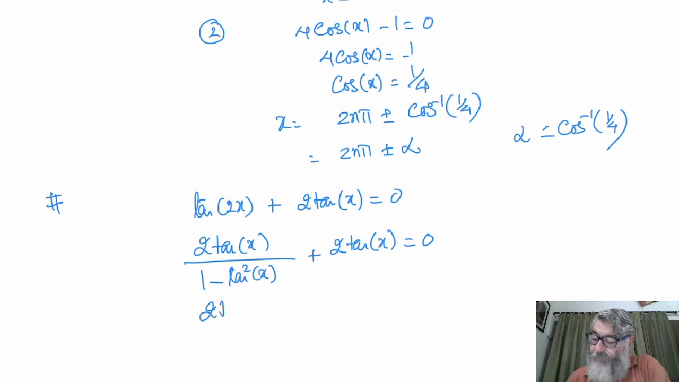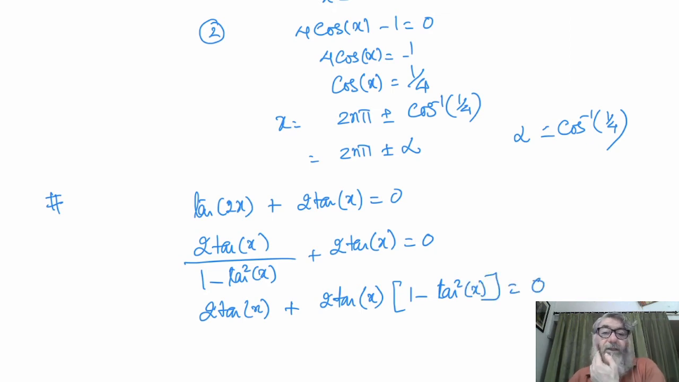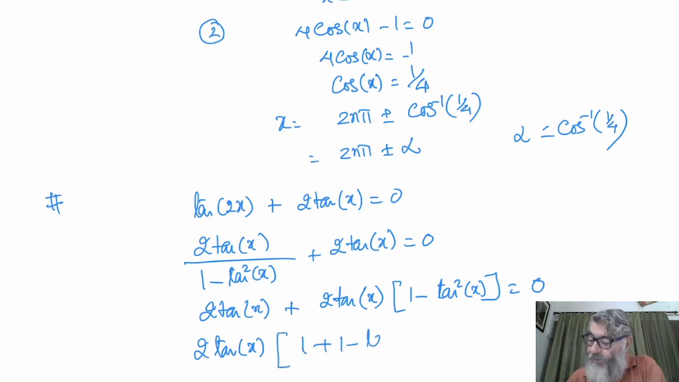Okay, 2 tan x, when we have taken the LCM, it will become 2 tan x and 1 minus tan square x is equal to 0. Now 2 tan x I can take common. 2 tan x is here also, 2 tan x is here also. So 2 tan x can be taken out common. It will be left with 1 plus 1 minus tan square x is equal to 0.